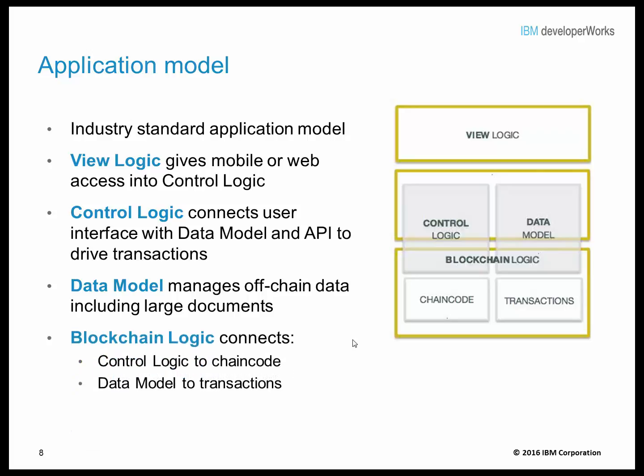Finally, what is blockchain logic? Blockchain logic is the extension of controller logic and data model in the blockchain realm. Controller logic is enhanced by chain code, and the data model is enhanced with transactions on the blockchain. For example, a Bluemix PaaS application using Node.js might have a web front-end user interface or a native mobile app with back-end model on cloud and data service. The control logic may interact with one or more chain codes to process transactions on the blockchain.